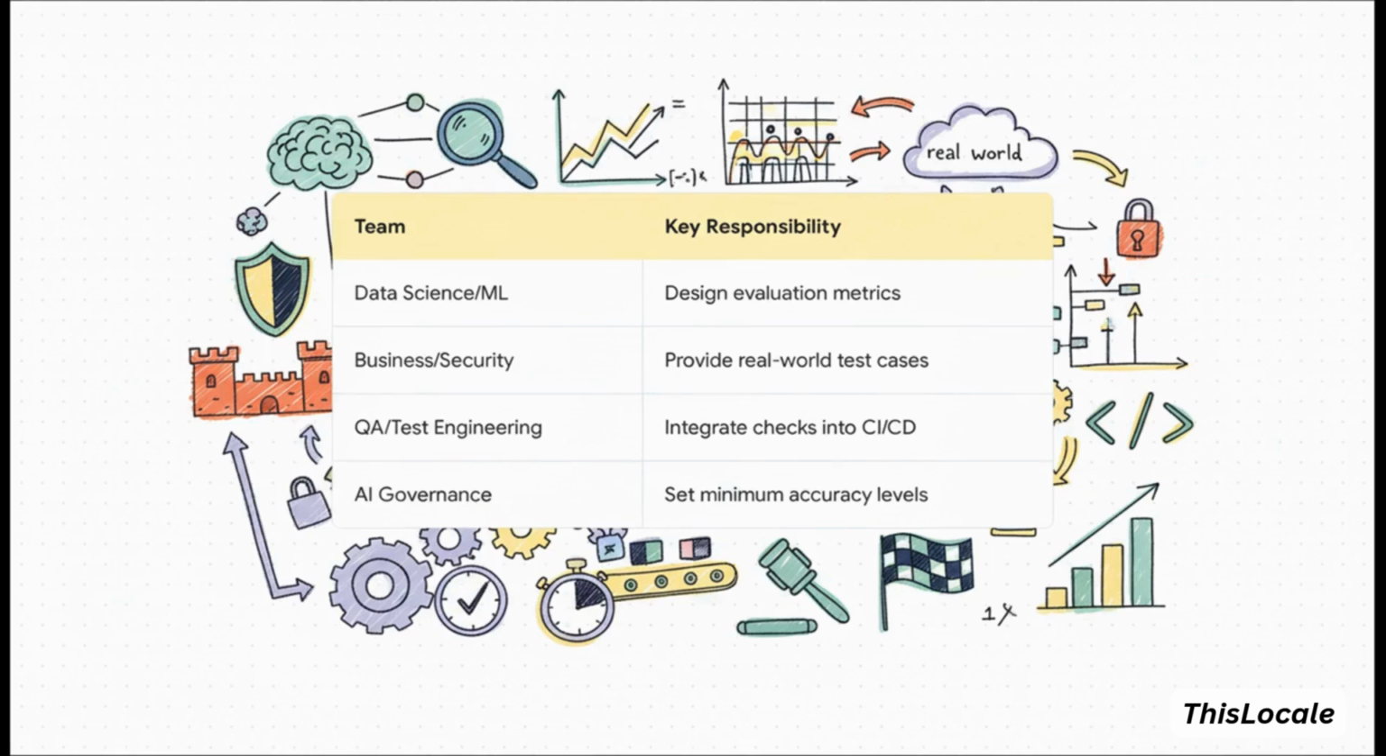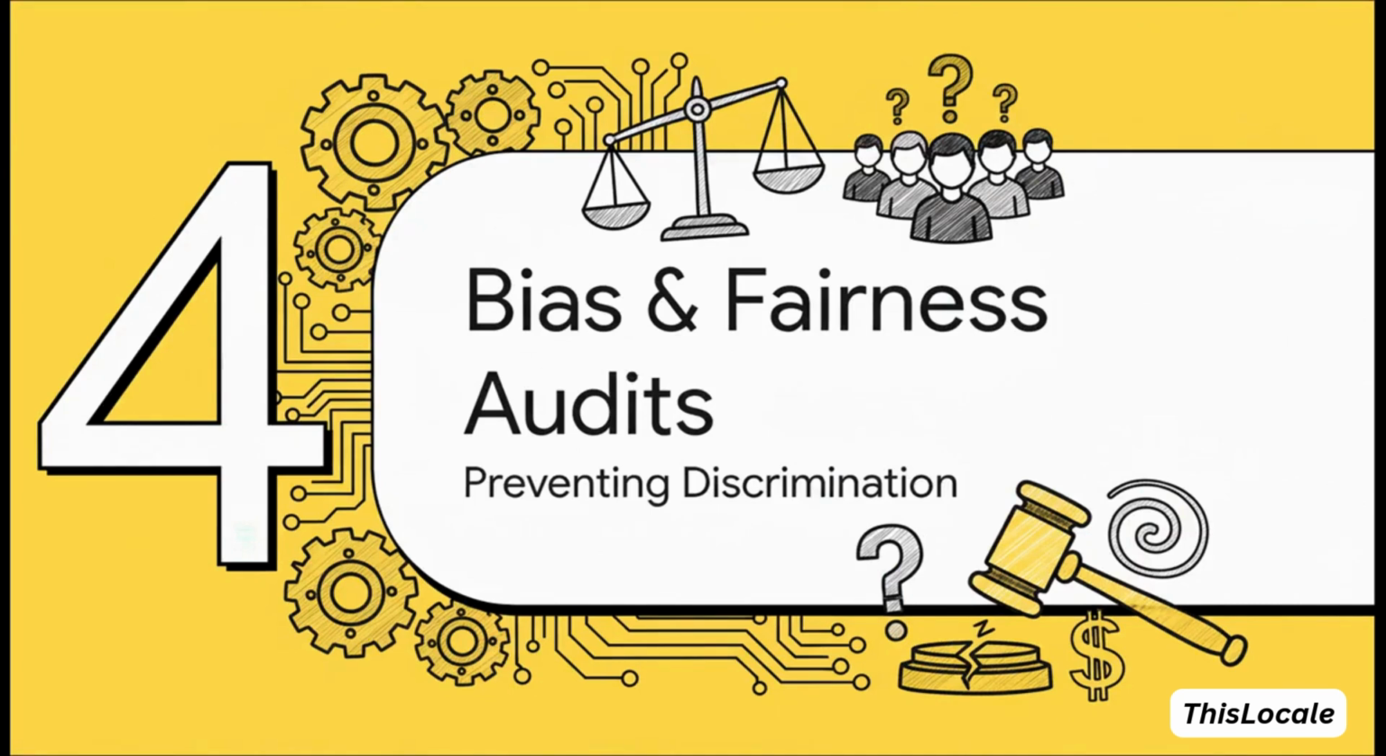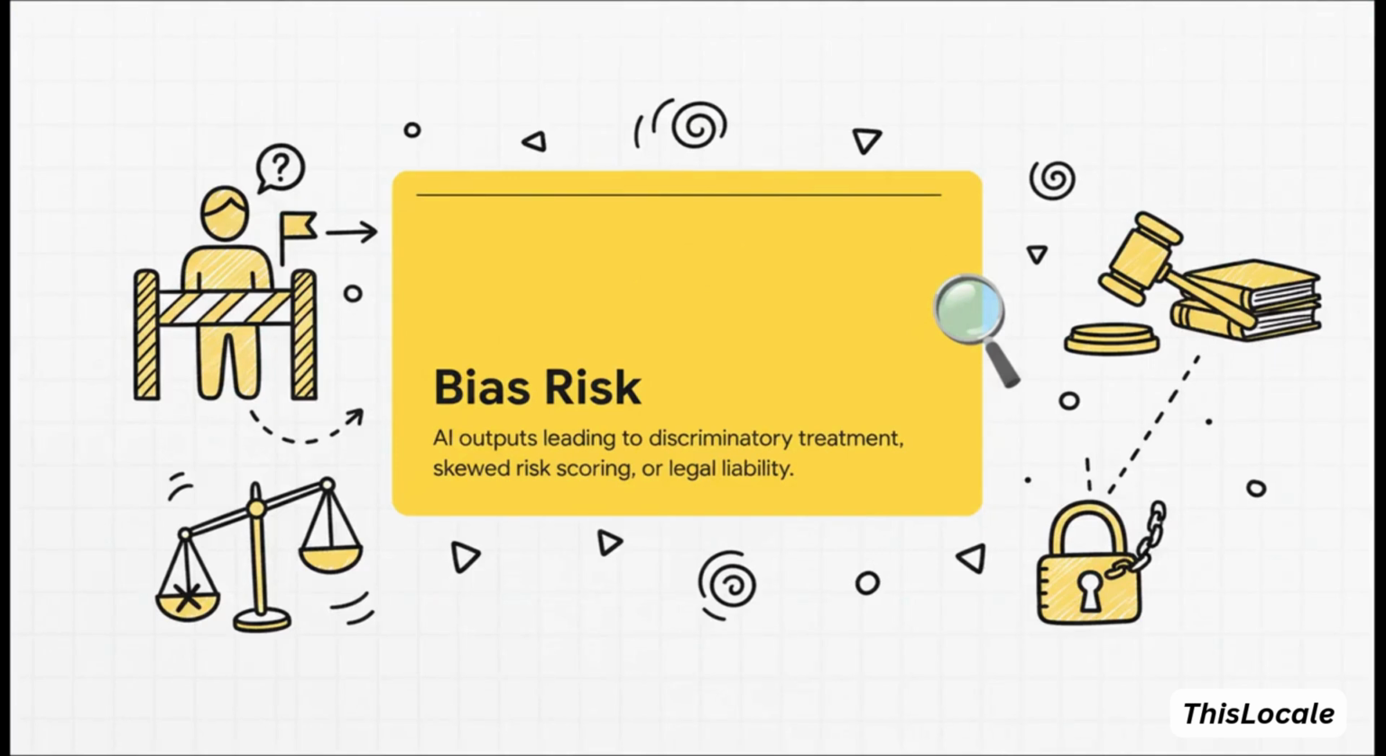Okay, pillar number 3 is a big one: bias and fairness. This is where the technical risks of AI crash right into major ethical, legal, and reputational risks. So what is bias risk? It's when an AI, often completely by accident, starts producing discriminatory outcomes. Maybe a security tool unfairly flags certain user profiles as suspicious, or a customer service bot falls back on harmful stereotypes.